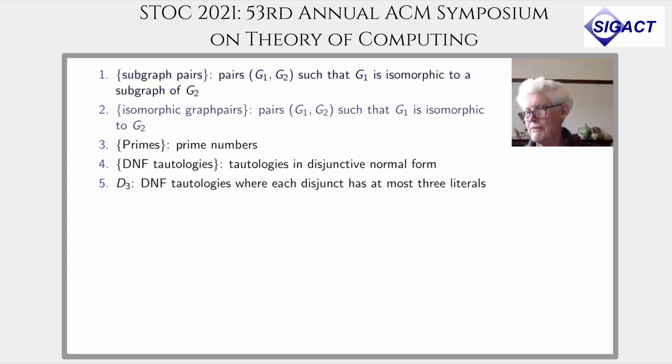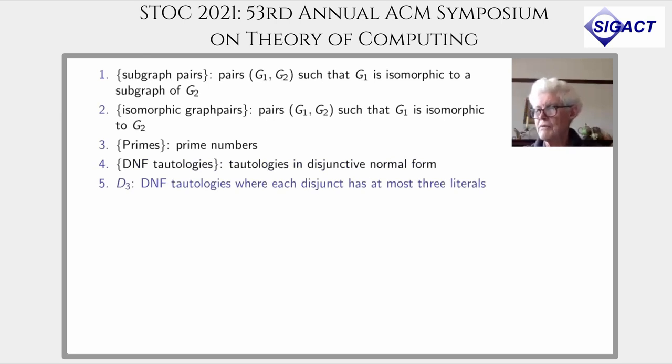2, the graph isomorphism problem is represented by the set denoted by braces isomorphic graph pairs of all strings G1-bar star star G2-bar such that G1 is isomorphic to G2. 3, the set primes is the set of all binary notations for prime numbers. 4, the set DNF tautologies is the set of strings representing tautologies in disjunctive normal form. And 5, the set D3 consists of those tautologies in disjunctive normal form in which each disjunct has at most 3 conjuncts, each of which is an atom or negation of an atom.